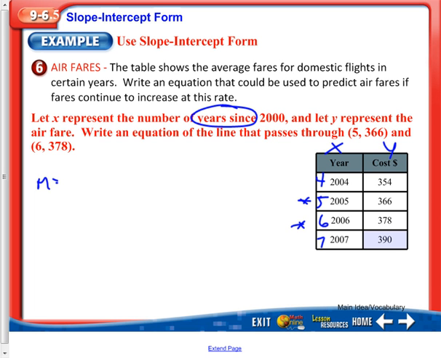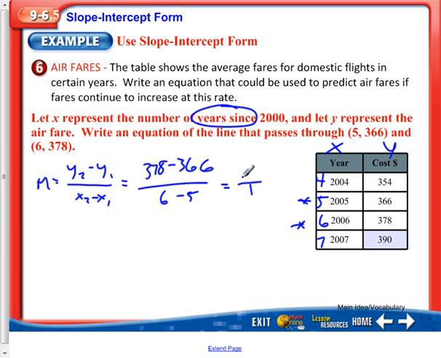All right, m equals y2 minus y1 all over x2 minus x1. Let's substitute. Since this is 6, let's go ahead and use this. Again, this is x, this is y. So y values are 378 minus 366, and we're going to do 6 minus 5. So we get 1 on the bottom and 12 on the top, which just equals 12. Okay, so our slope is 12. So $12 per year, it looks like.